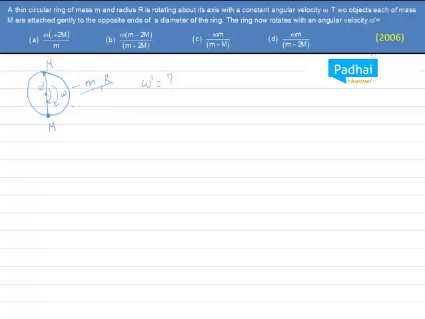So during this process no external torque acted. Earlier it was rotating with omega and they were gently placed, so there was no external torque. That means I can conserve the angular momentum. That is why it was explicitly mentioned that they are attached gently, so we can conserve the angular momentum.